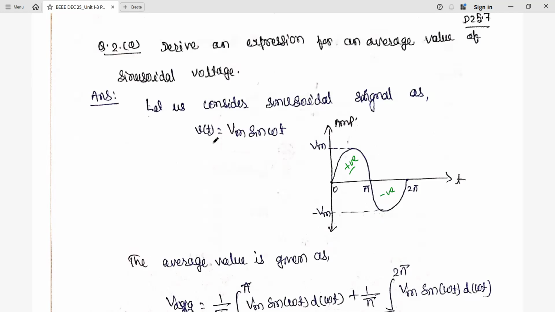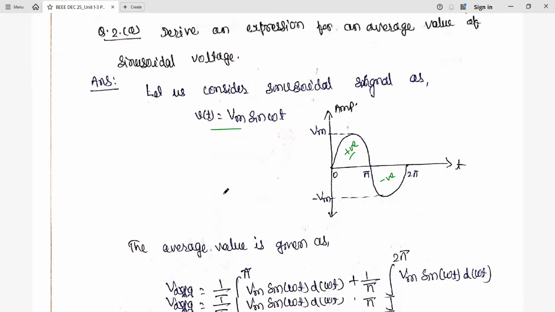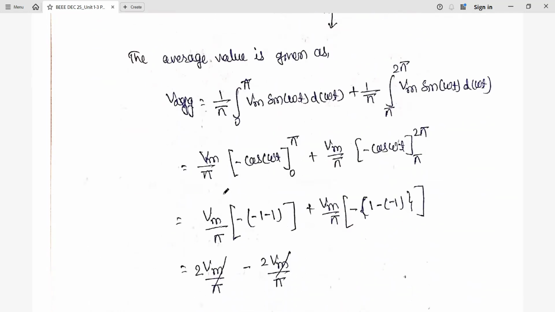So here we are considering one sinusoidal waveform, Vm sin omega t, where Vm is the maximum amplitude of this waveform. The average value is obtained as 1 upon pi integration over 0 to pi of Vm sin omega t d omega t. This is for the positive half cycle. Similarly, for the negative half cycle, again 1 by pi integration from pi to 2 pi of Vm sin omega t d omega t. So here the limit is going to change.